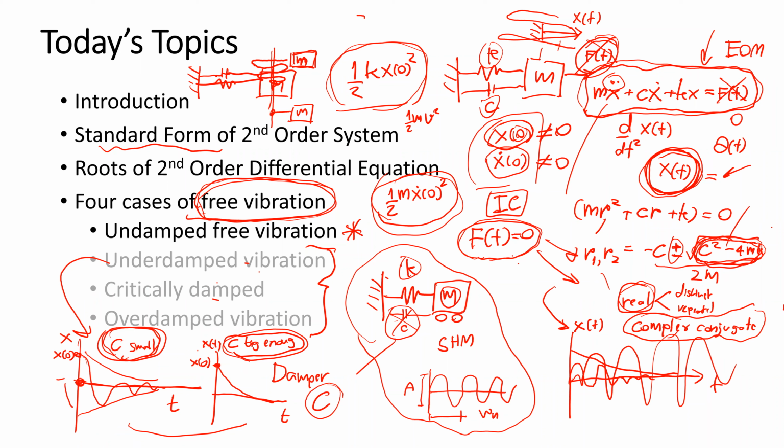So it depends on the value of C, the damping coefficient of the damper, but it's a relative value. We cannot only say that if we have this C, the system will be underdamped or overdamped. We cannot say like that. Its relative value means you also need to consider the K and the M of the system.